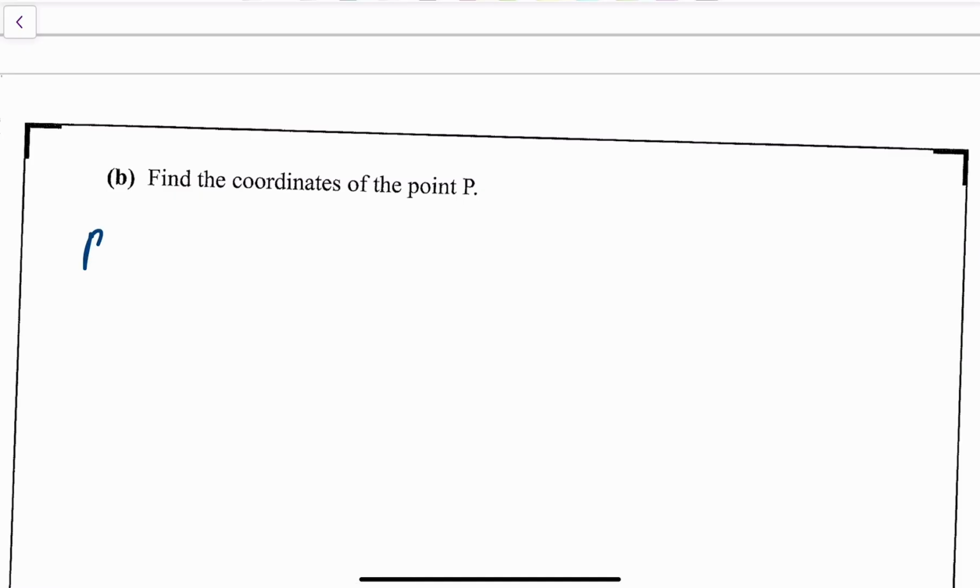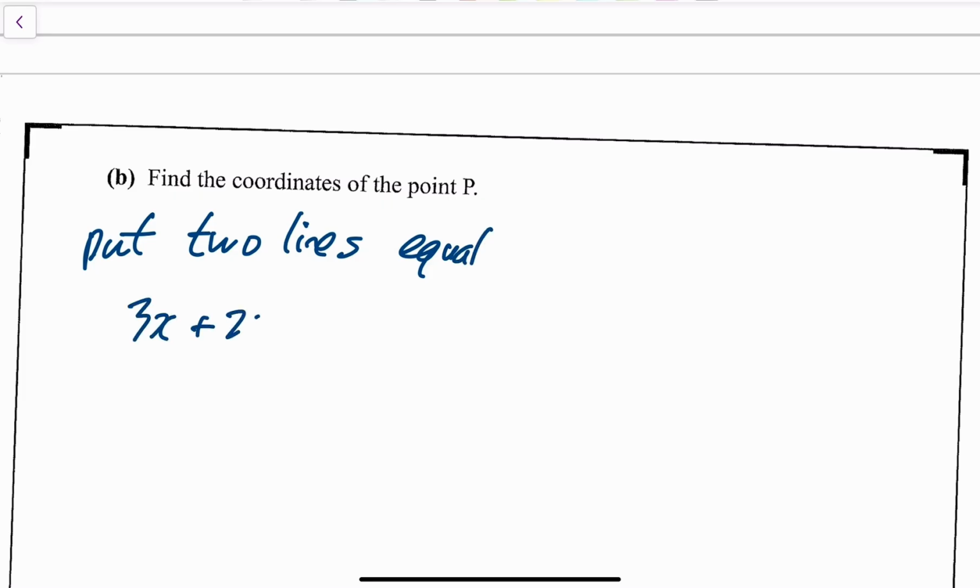So put two lines equal. So 3x plus 20, let me just check. I'm looking back here to check. Yep, that was my equation, my tangent. My radius we worked out to be minus 1/3 x. This is a non-calculator exam, remember.